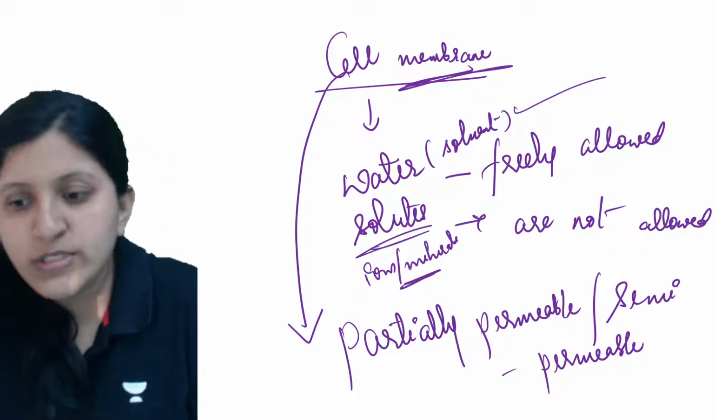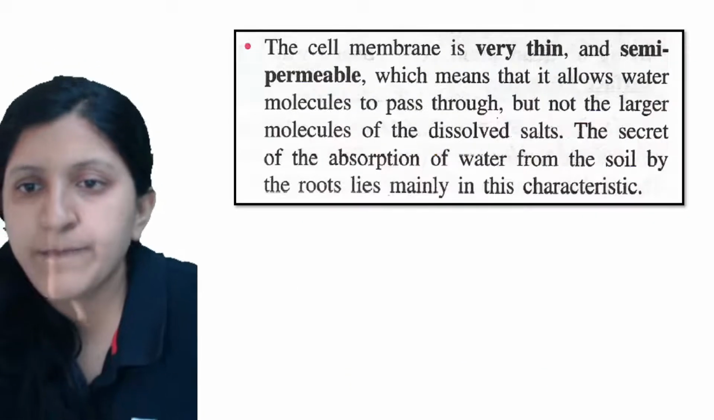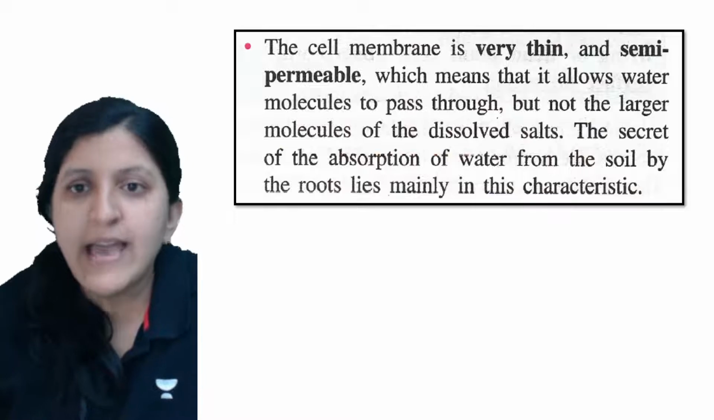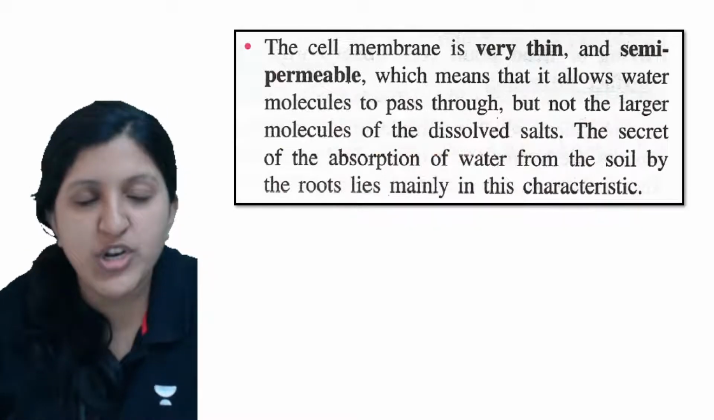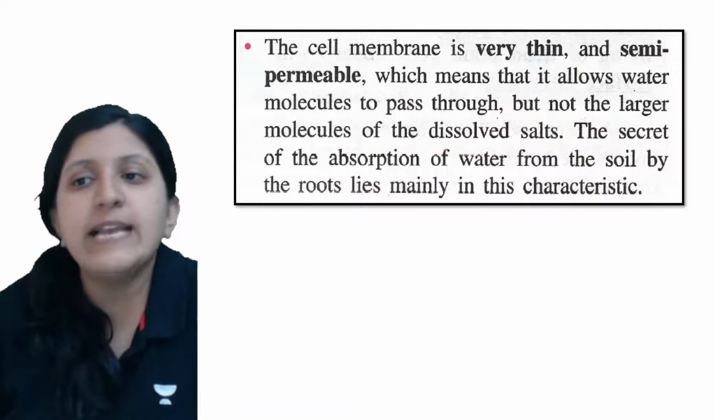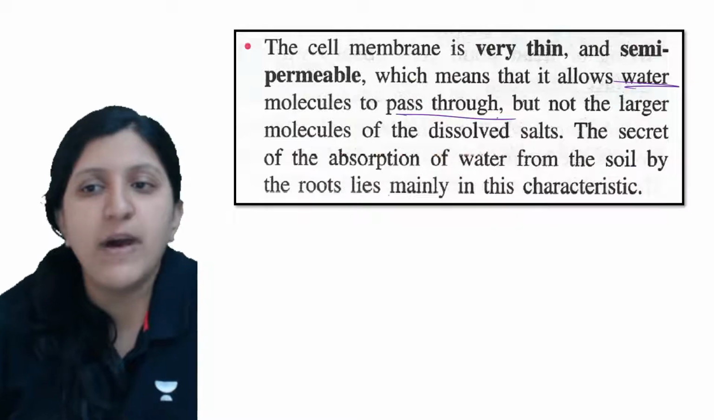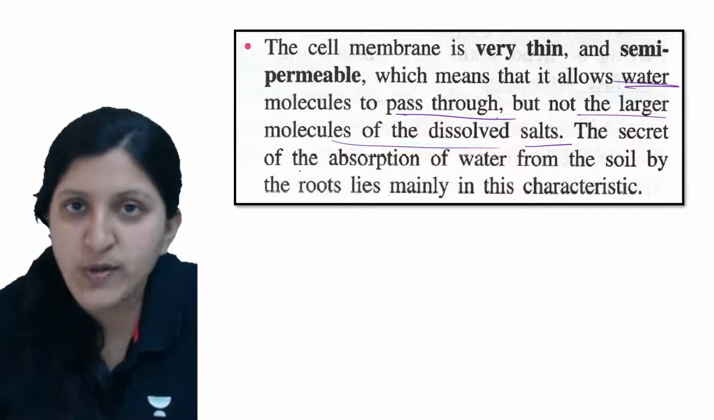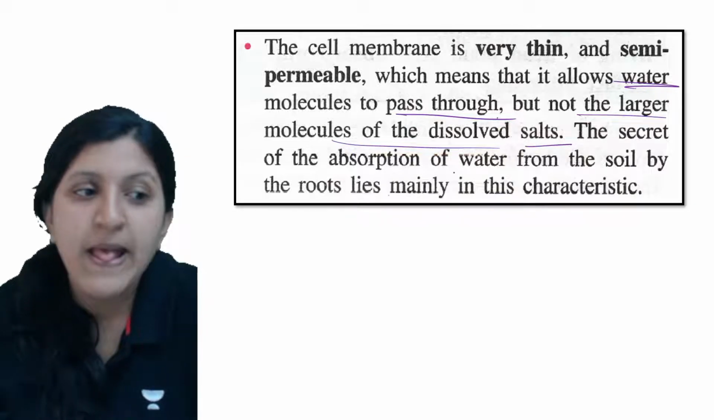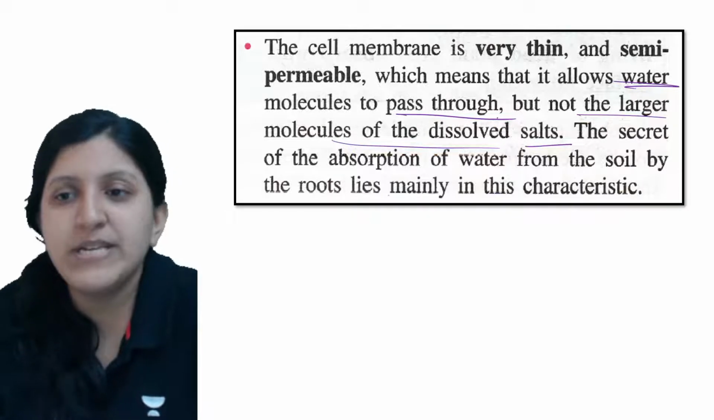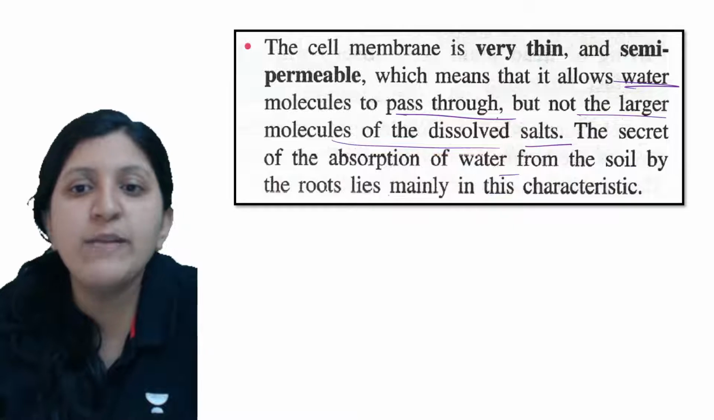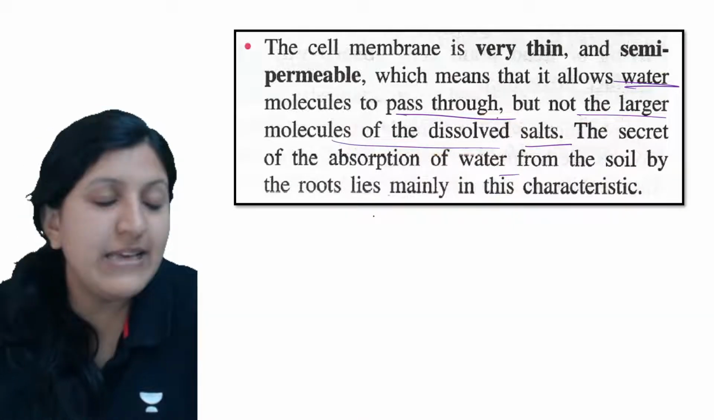Okay, any doubt till here? So the cell membrane is very thin, and it is semi-permeable or partially permeable, which means that it allows the water molecules to pass through, but not the larger molecules of the dissolved salts. So larger molecules of the dissolved salts cannot pass through this particular membrane. So the secret of the absorption of water from the soil by the root lies mainly in this character.